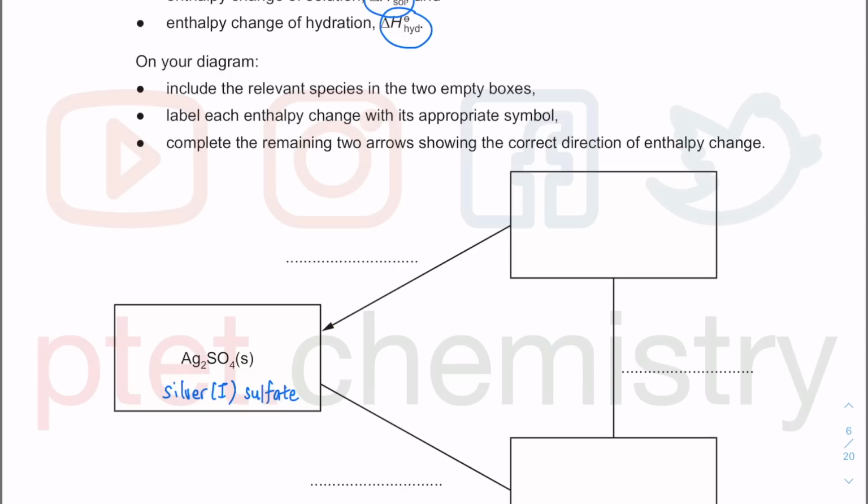This is being formed from its gaseous ions, that is going to be lattice enthalpy or lattice energy. So I'm just going to write down the gaseous ion. Of course, you have 2 Ag plus, so I also have to balance my equation so that everything is correct there. I've made a mistake there. It shouldn't be aqueous. It has to be from its gaseous ions in order for you to define this as lattice correctly.